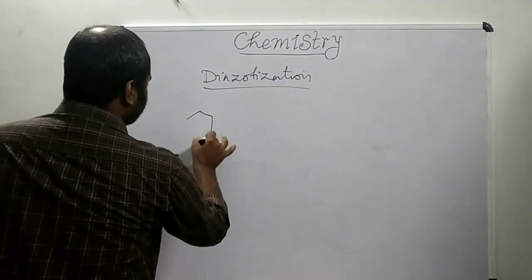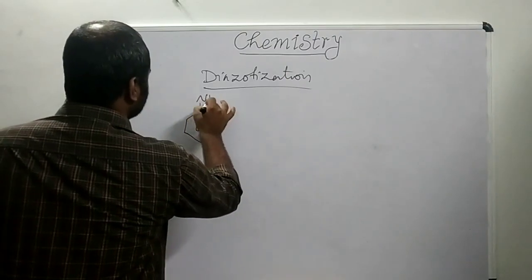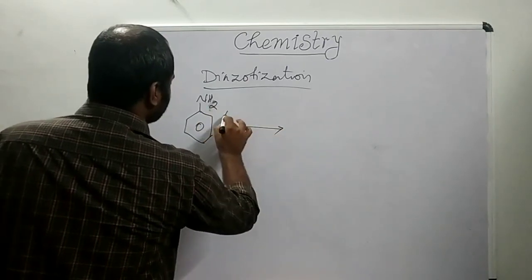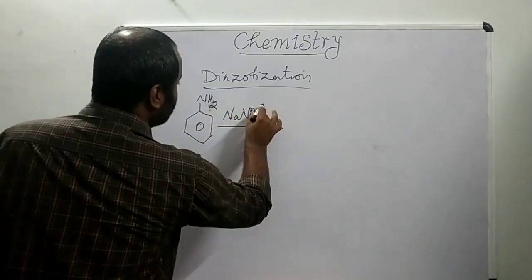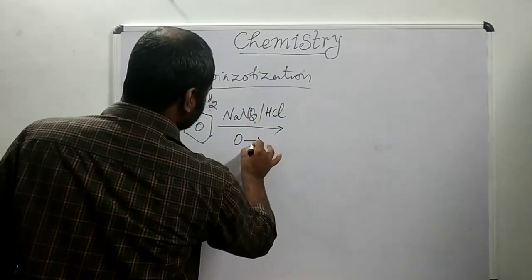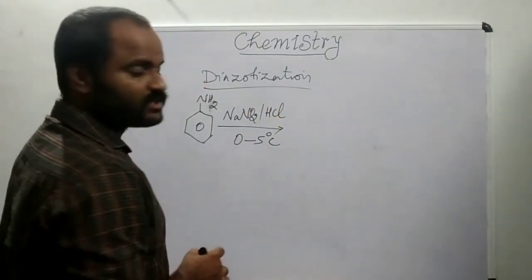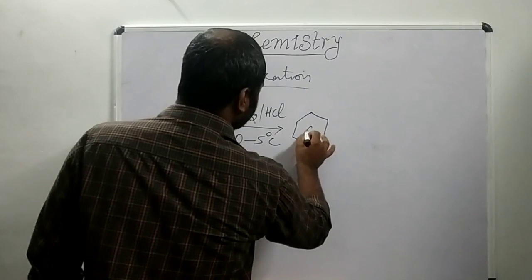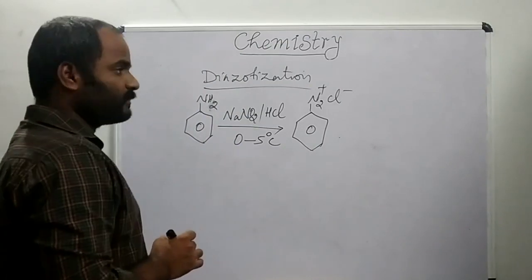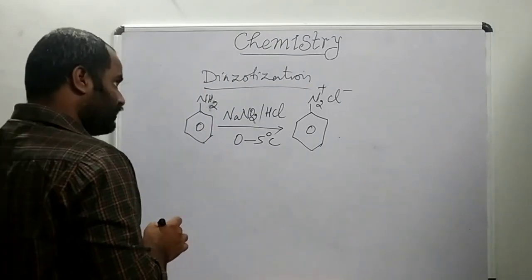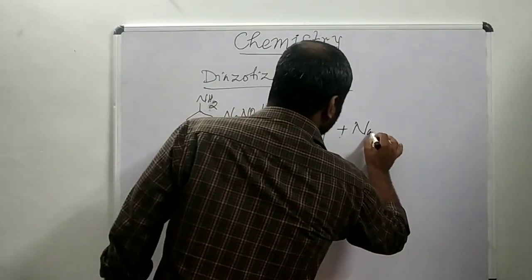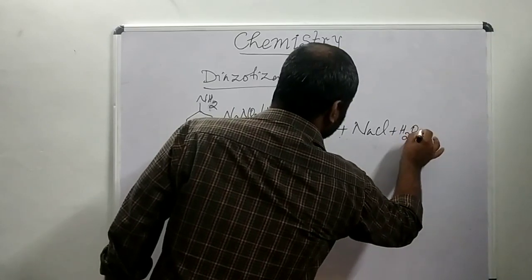That means aniline, that is benzene ring with NH2, on reaction with NaNO2, that is sodium nitrite, in presence of HCl at 0 to 5 degrees Celsius, gives benzene diazonium chloride, that is ArN2 plus Cl minus. This reaction is known as diazotization reaction. Along with it you get NaCl and H2O. This is our reaction.